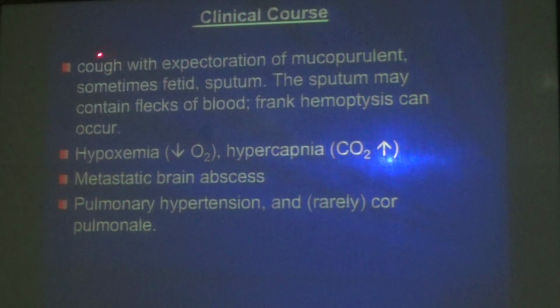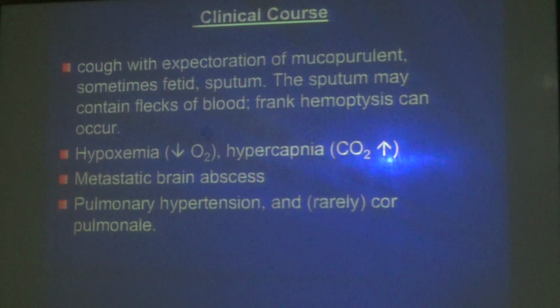Clinical features: the patient has a cough with expectoration of mucopurulent, sometimes fetid sputum, meaning foul smelling, with a bad odor. The sputum may contain flecks of blood. Hemoptysis can occur. The patient will have decreased oxygen and increased carbon dioxide levels. Metastatic brain abscess can occur, meaning the infection goes from the lung to the brain and causes an abscess there. Then pulmonary hypertension and cor pulmonale.